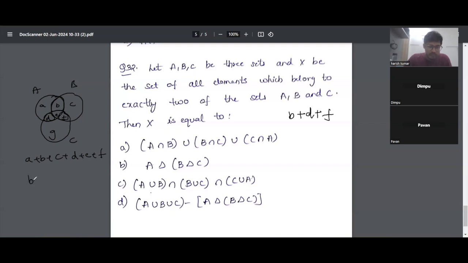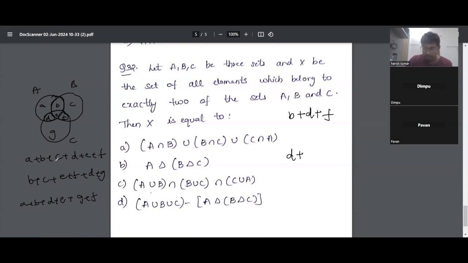What is B union C? B plus C plus E plus F plus D plus G, right? So all this. What is C union A? A plus B plus D plus E plus G plus F, right? Now, what is common between all these three of them? Can I find D? Okay, D is common. Then can I find A? No, in all three of them I cannot find A.